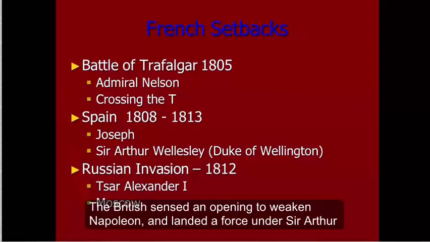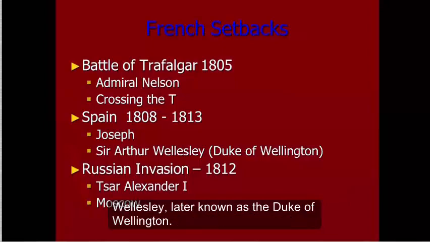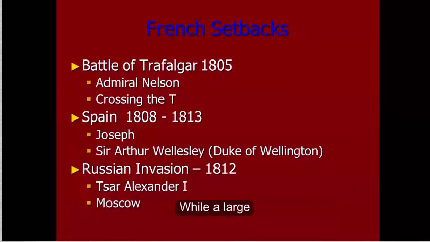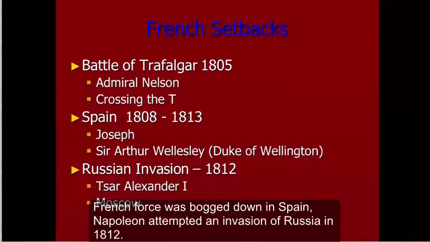The British sensed an opening to weaken Napoleon and landed a force under Sir Arthur Wellesley, later known as the Duke of Wellington. The British and the Spanish finally led to the overthrow of Joseph in the year 1813. While a large French force was bogged down in Spain, Napoleon attempted an invasion of Russia in 1812.